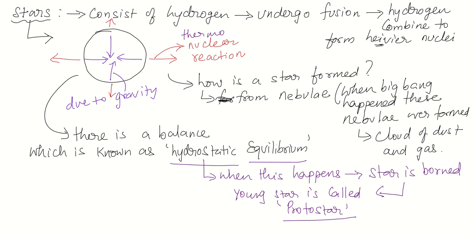So how is a star formed? It is formed from nebulae. And when did nebula form? It formed when there was a Big Bang. And after the Big Bang, the nebula came into existence. After billions of years, of course. And what is nebula? Nebula was formed as a cloud of dust and gas. And then there was a gravity effect here. Because of the gravity effect, all these particles, they came closer, you know.